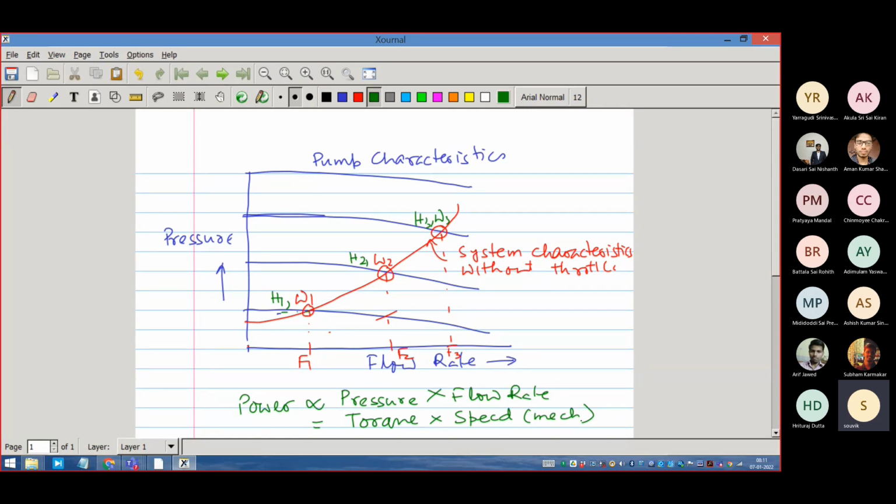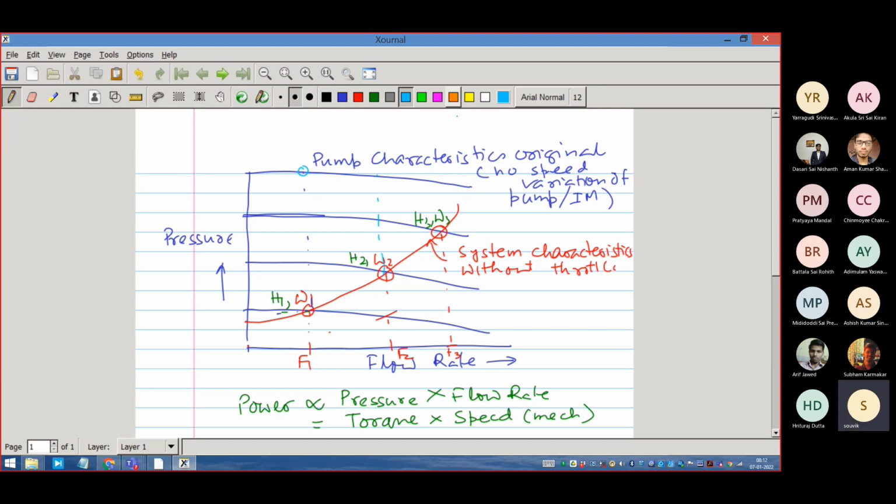So if the original pump characteristics, original meaning no speed variation of the pump, or in other words of the induction machine, then we would have operated at this point. This would have been the point in this case.